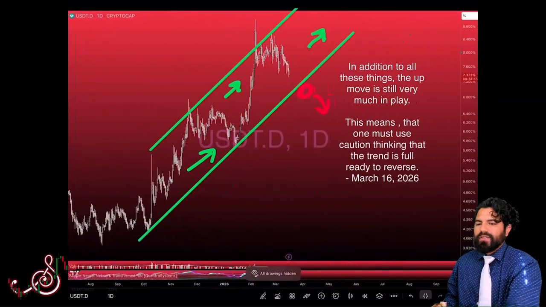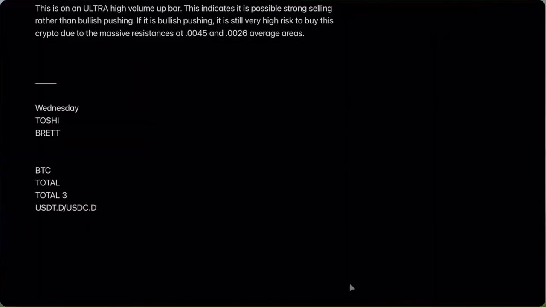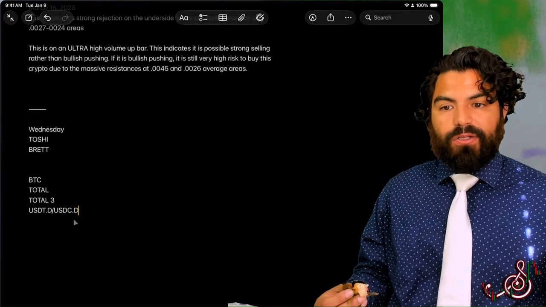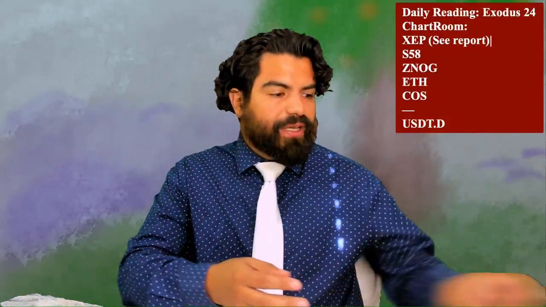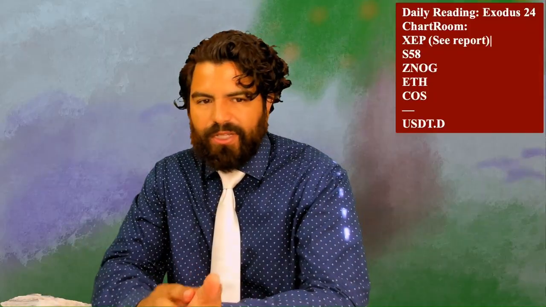It's not right. So I told myself for this on Wednesday, I will look at Bitcoin, total 3. And for Lisa, I'll look at USDT.D and the USDC compared together. But that's going to give me a better clue because this one's saying, something's fishy, something's up. So let's put the others on the board and see where the market really is. Is it really ready to turn around at this point? I don't think so. That's currently what I'm looking at.